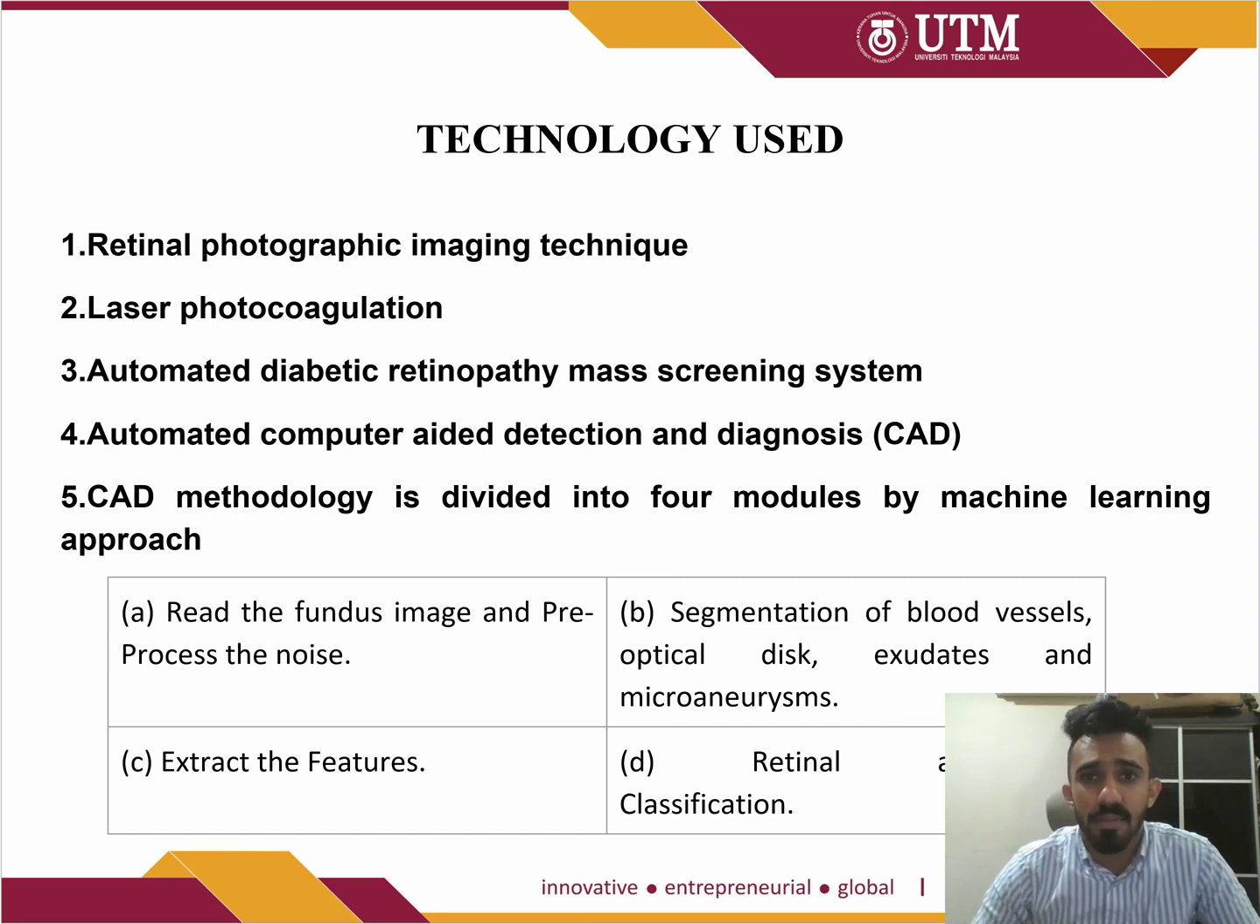Automated diabetic retinopathy mass screening system offloads the work of the ophthalmologists and also decreases the waiting time of the patients and the hospital to some extent. The automated computer-aided detection and diagnosis methodology is divided into 4 models by machine learning approach, which are pre-processing and feature extraction, segmentation, and classification.